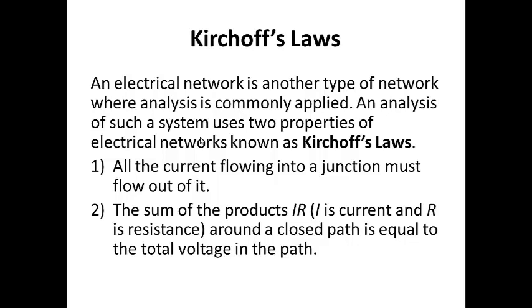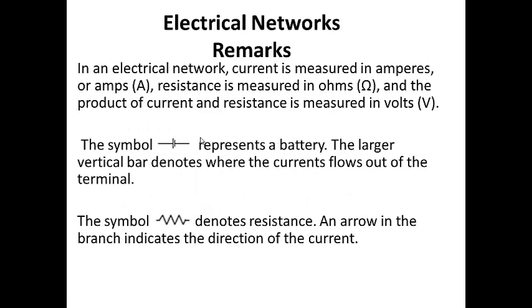Now, some quick remarks before we start looking at some examples. In an electrical network, current is measured in amps, resistance in ohms, and the product of current and resistance in volts. And the following two symbols, the first one represents a battery and the second one represents resistance.